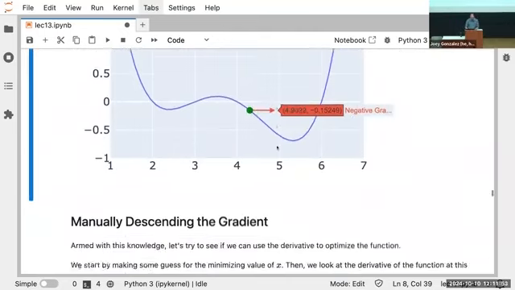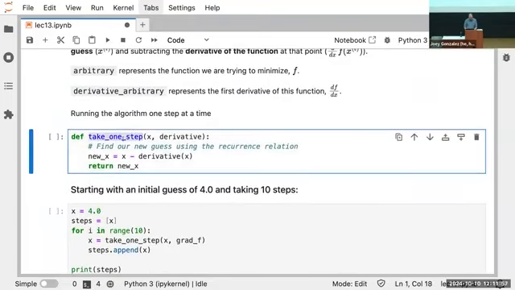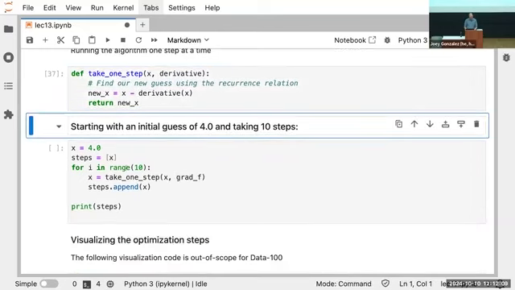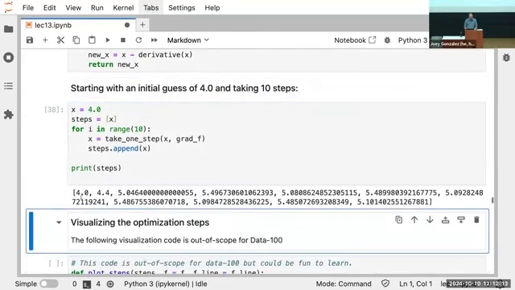That direction. So we can now write this algorithm really simply. A take-one-step algorithm has a guess, takes a derivative, and says my new guess is equal to my old guess minus the derivative. Return my new guess. I can run this 10 steps starting at a guess of 4, and these are my guesses, the sequence of guesses for x that's trying to minimize that blue line.